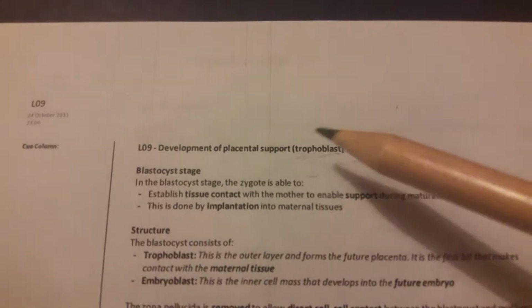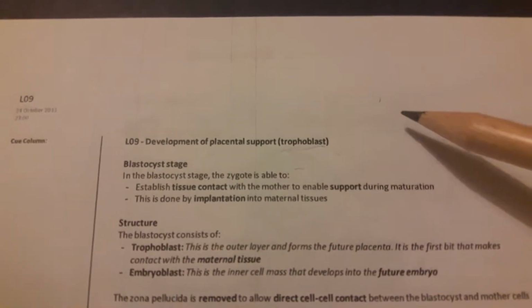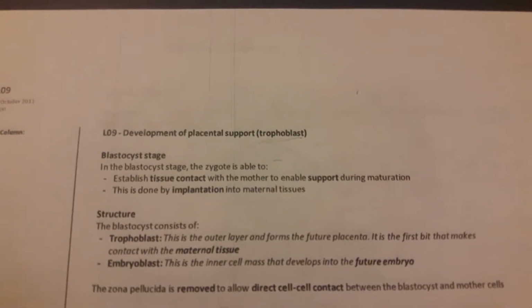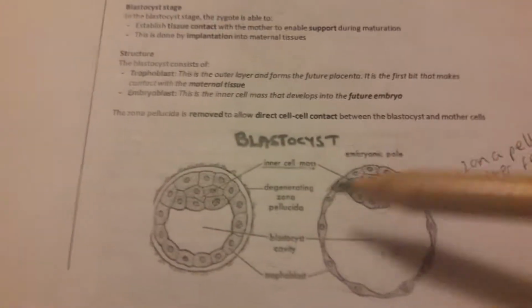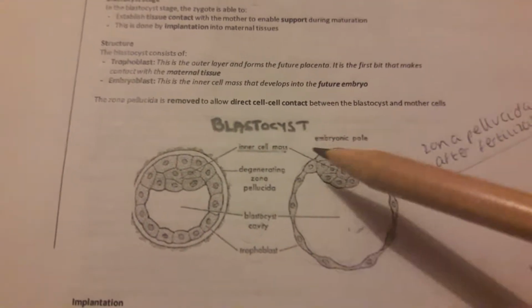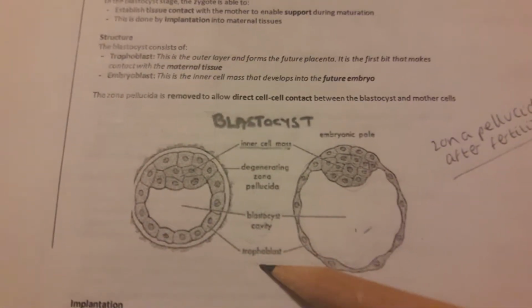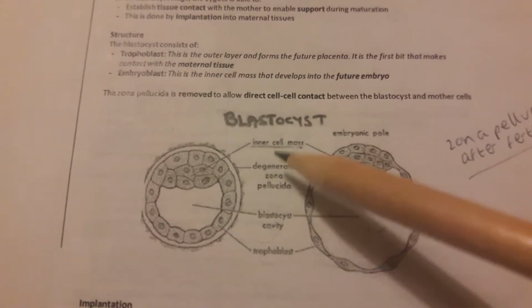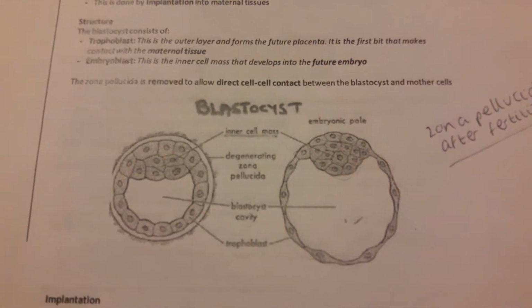Okay, so in this lecture I'm going to be talking about the development of the trophoblast and how it helps in the implantation and it also goes on to become the placenta. So far we've created the blastocyst by the pre-embryonic phase and the blastocyst then differentiated into the trophoblast, outer cell mass, and the embryoblast, inner cell mass.